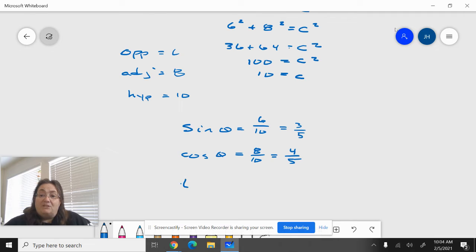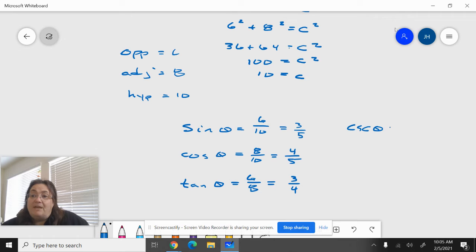And then we have tangent, which is tripping on acid, opposite over adjacent. So we've got 6 over 8. And when we reduce that, we wind up with 3/4. And the other 3 are just inverses. So once I know sine, cosine, or tangent, all I have to do is flip them. I can go cosecant of theta. Well, that is just the inverse of sine. So I can go, well, that's just 5/3.